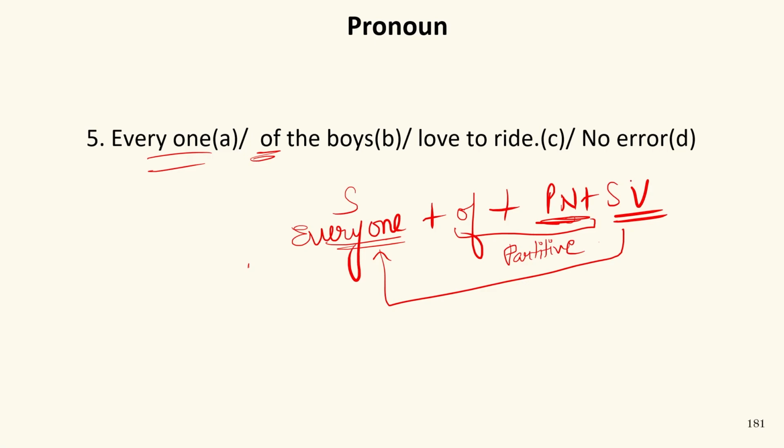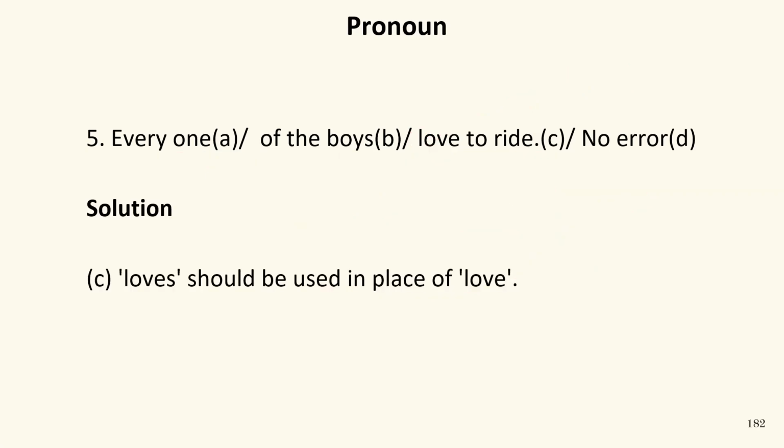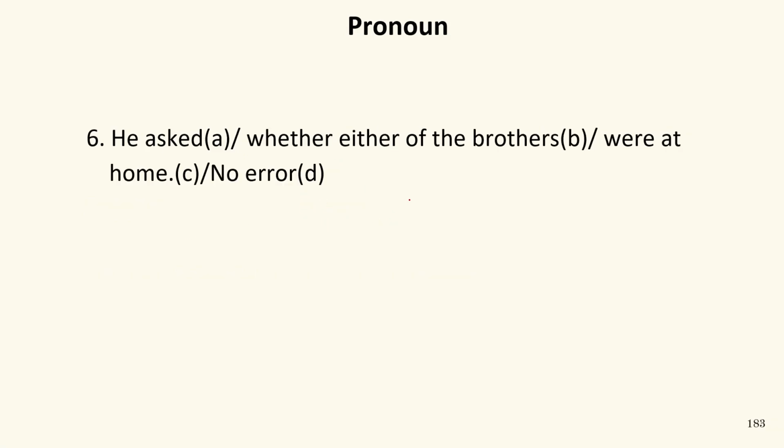Now the verb is used according to the subject, so it should be the singular form of verb. Now boys is correct over here, but love is incorrect. It should be replaced with loves. So the correct sentence will be, every one of the boys loves to ride. So this will be the correct sentence. So here you can see the answer. Your C part contains the error.